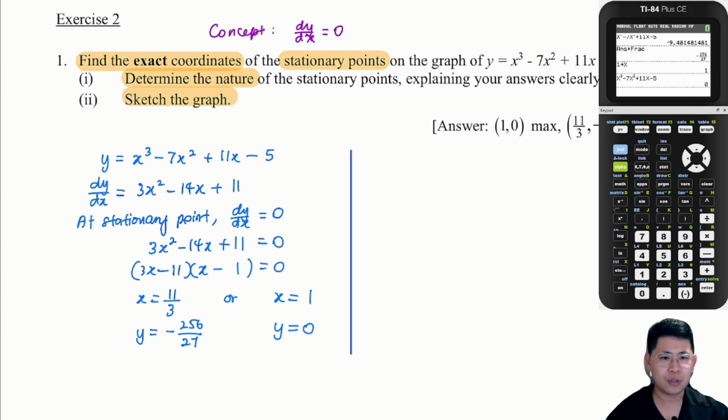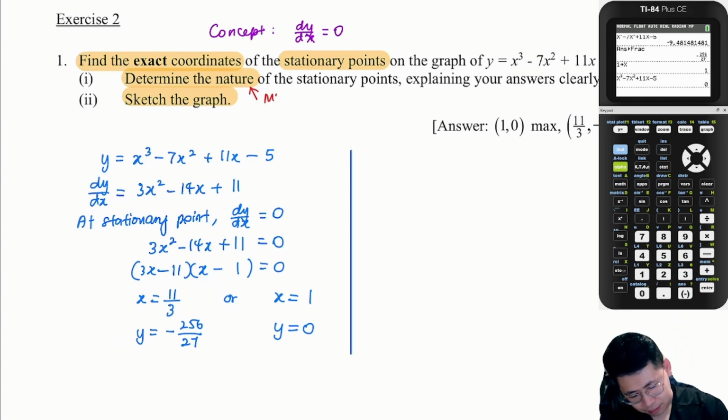For us to determine the nature of the stationary points, generally we have two methods. The first method is our first derivative test, where we need to write down the table and so on. The second method is our second derivative test. Now, there are benefits to each test.